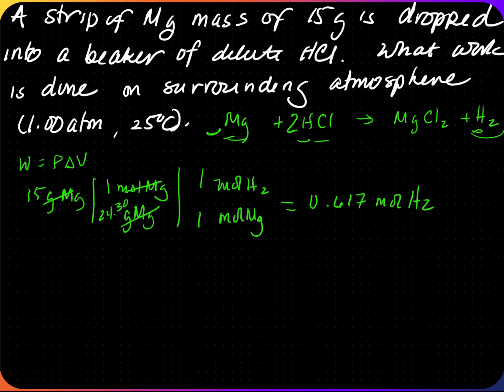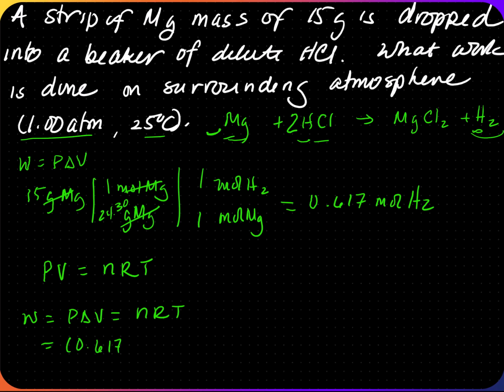In order to calculate the work done by the hydrogen gas, we need to find the volume. Since the pressure and temperature are given, we know that PV is equal to nRT. So at this point, you could plug in for P and RT and calculate the V, or we could substitute in. We know that work is equal to P delta V, which is also equal to nRT. So n is the number of moles, 0.617 moles of H2.